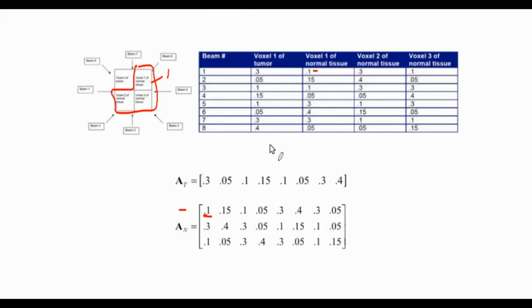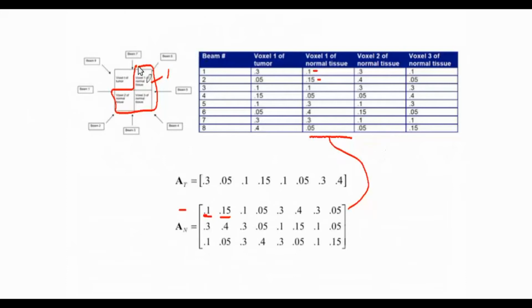Okay, beam 2. Beam 2 contributes 0.15 right here. And that's 0.15 here. And you can see as we go through this entire column, this column becomes the first row. Okay, so this column becomes the first row.